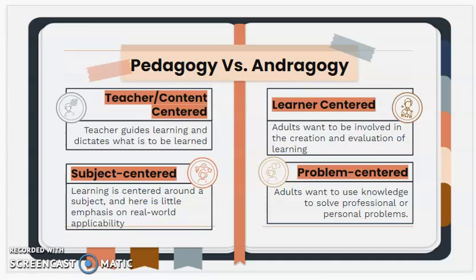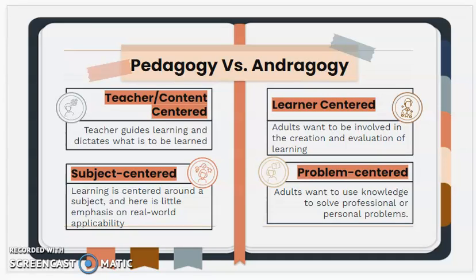Contrarily, andragogy is the teaching and training of adults, as adults learn differently than that of children. Andragogy has differences in delivery and focus to meet these specific needs. In andragogy, the learning is learner-centered, and the teacher and/or instructor functions as more of a facilitator than a dictator on the content. Adults want and need to be involved in the evaluation and creation of the content they are learning, and as such, they are very self-motivated.